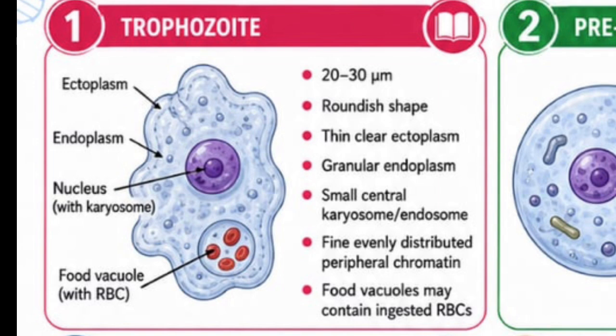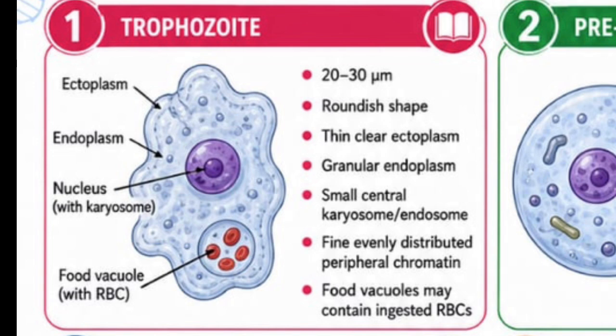It is always roundish in shape, with a thin, clear ectoplasm, which is its outer part, the membrane around it. Inside, the endoplasm is granular, containing a lot of granules. It has a small central karyosome or endosome. It also has fine, evenly distributed peripheral chromatin granules, which are the small white stuff you can see inside there.